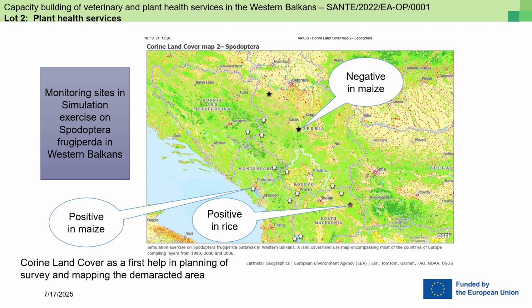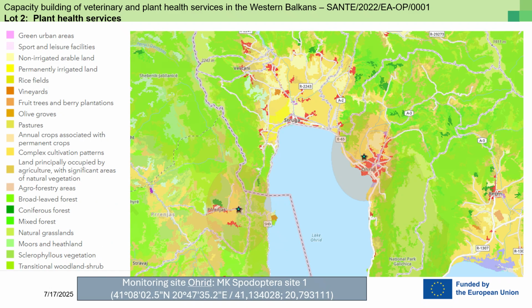For the beneficiaries from the Western Balkans, we prepared a map with real monitoring sites for Spodoptera frugiperda, and we simulated positive findings at two locations, one in a maize field and the other in a rice field. At the next step, a demarcated area was drawn on the map for intensification of field surveys in the surrounding risk areas. Not only for demarcated areas, but also for surveys of certain risk areas, the GIS expert can prepare maps for field inspection to target properly the risk locations and plants growing there.